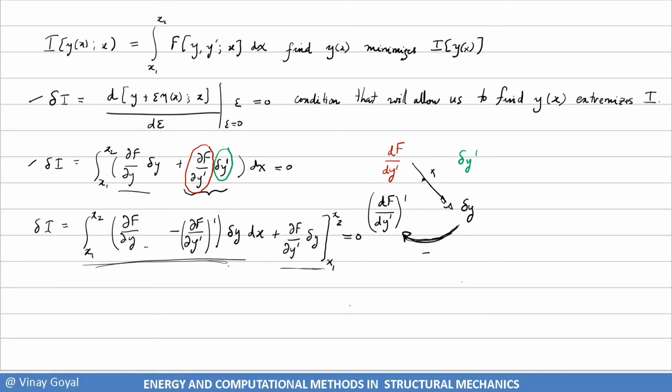And I will ask you this question. If this has to be equal to 0, what are my choices for that to be equal to 0? What are my choices for this to be equal to 0?